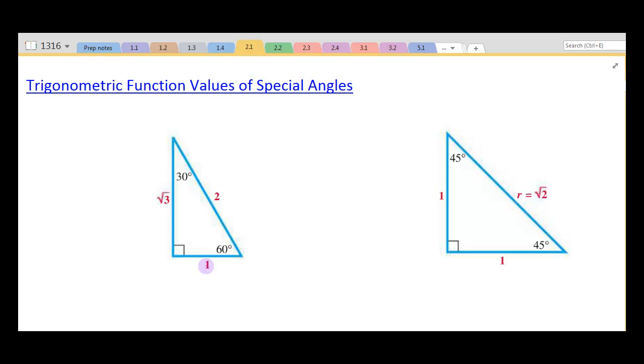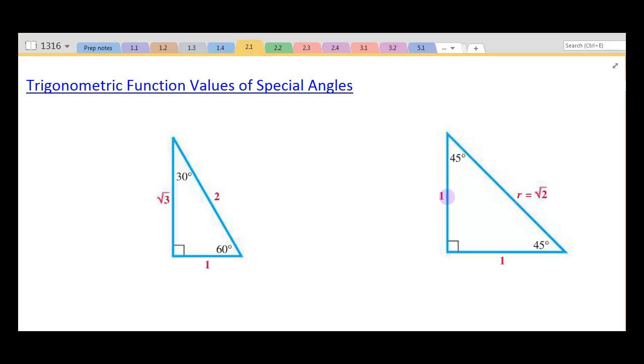Okay, so the small leg is 1, the large leg is the square root of 3, and the hypotenuse is always 2. You have to memorize that, and it should be a review from way back when in geometry. We have another special triangle over here, the 45, 45, 90 degree triangle, where its legs are 1, 1, and the hypotenuse is the square root of 2.